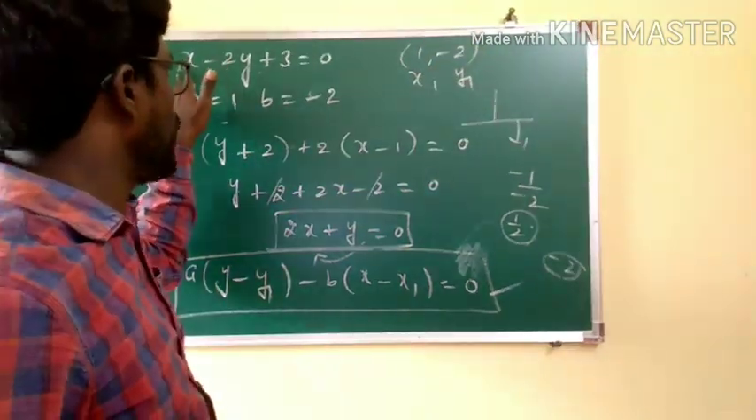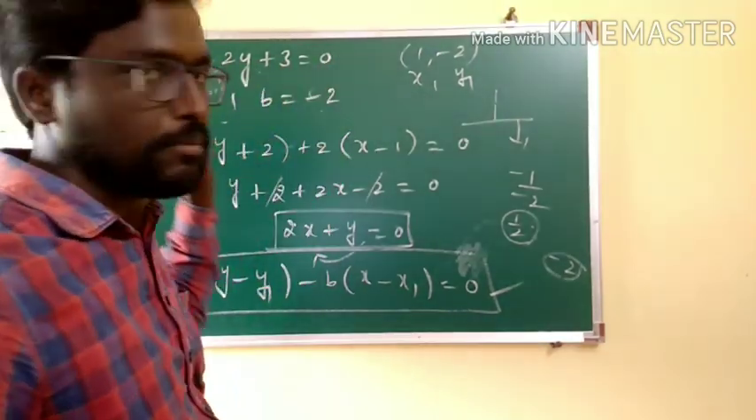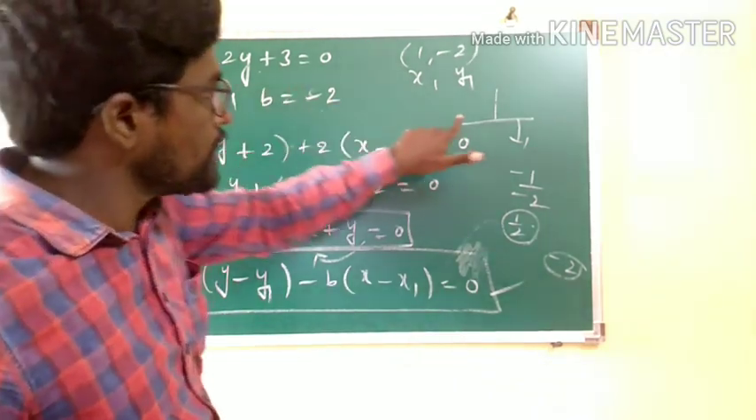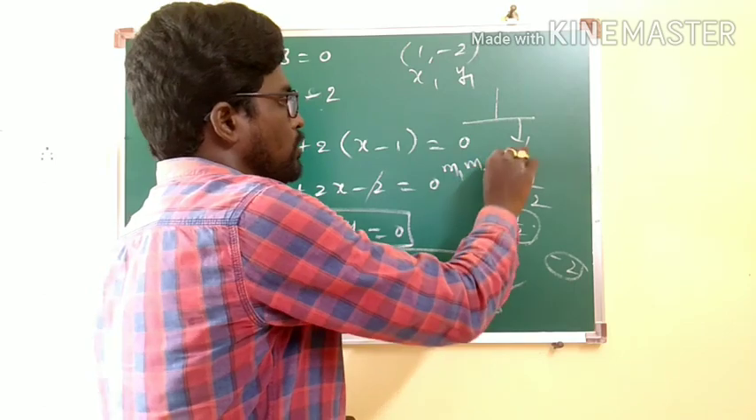It is in the form of ax plus by plus c equal to 0. That slope is given by minus a by b. Okay, therefore this slope can be obtained by the condition m1 into m2 is equal to minus 1.